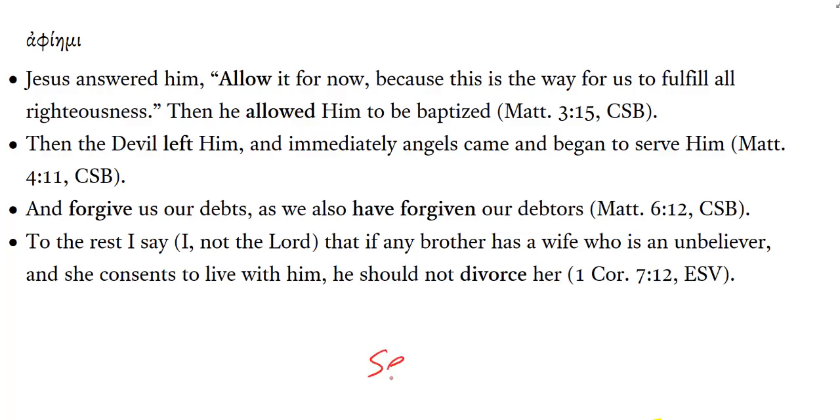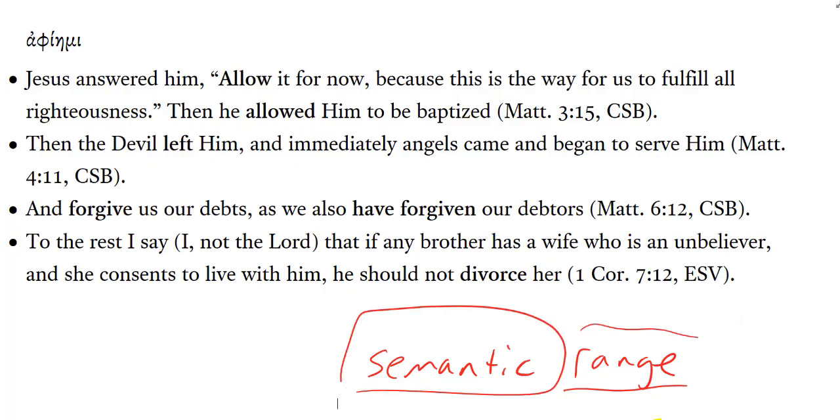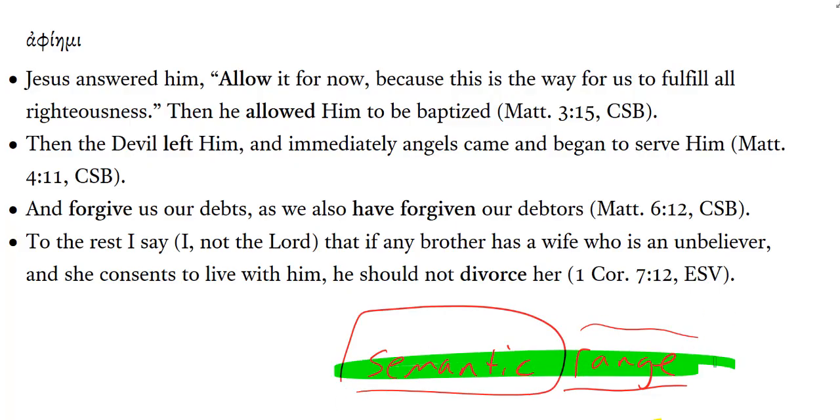Today we're just going to illustrate that words have a range of meaning. This is sometimes called a semantic range. Range refers to a continuum, and semantic is a fancy word for meaning. So again, the semantic range of a word is the range of meaning that a word can have.